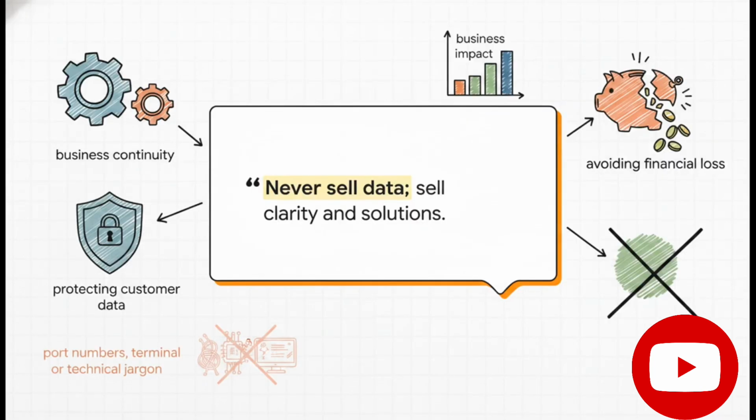So the crucial point to remember here is this golden rule. Never sell data, sell clarity and solutions. A business owner doesn't care about port numbers, terminal commands, or technical jargon. They care about business continuity, protecting customer data, and avoiding massive financial loss. Your job is to translate technical findings into a clean, structured executive narrative that focuses heavily on business impact.